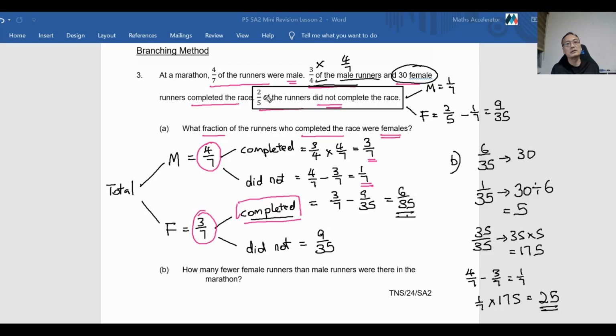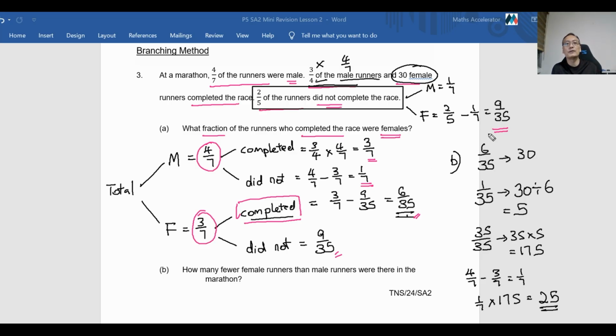So we make use of this 2/5, which says that the total runners that did not complete the race is split between the male and the female. The male we've calculated to be 1/7. So we're able to do a subtraction to find the female. From here, we're able to calculate that the female who completed the race will be 3/7 minus 9/35, which is the fraction that did not complete, and we arrive at 6/35.